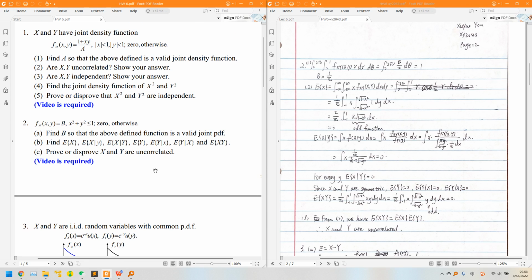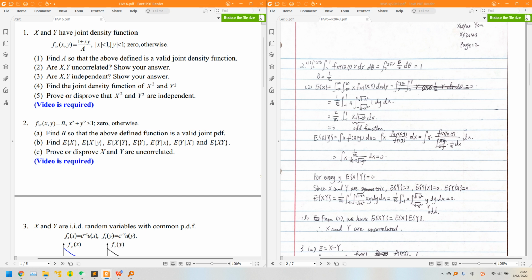The second question gives us a joint density function of x and y, and it gives us the range of x, y, which is a circle. Question A asks us to find b so that f(x,y) is a valid joint probability density function.